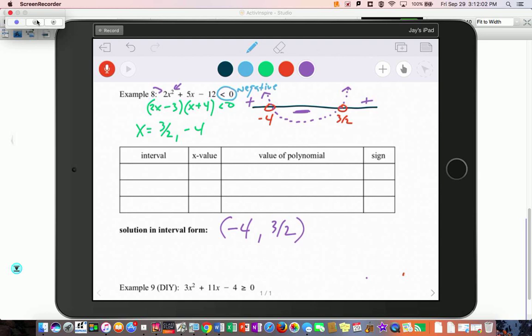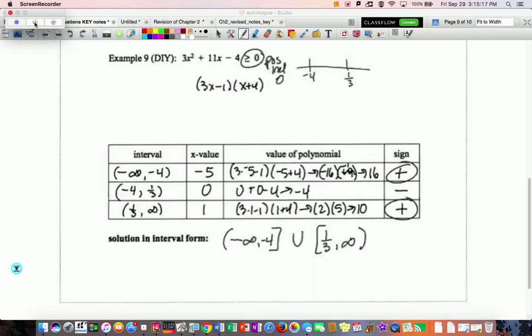So go ahead and pause the video and do the next DIY. So in the DIY, the first key is to go ahead and find it. Again, it factors, okay? So you have negative 4 and 1/3. You can also go ahead and use the quadratic formula. But when you look at the number line, negative infinity to negative 4, to 1/3, 1/3 to infinity, those are your intervals. And you could pick a number to try.